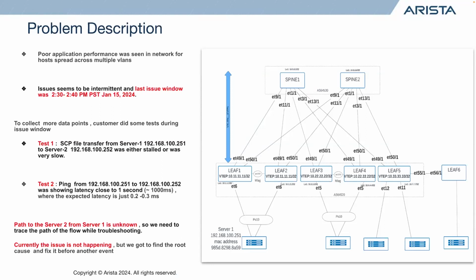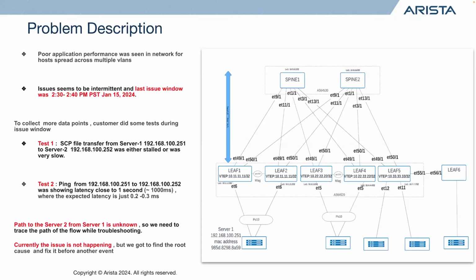So the customer was able to see some poor application performance in the network. And these were happening for various hosts part of multiple VLANs, and they were not able to pinpoint or narrow it down to a particular subnet or VLAN. So the issue seems to be happening intermittently. And the last time the issue happened was on Jan 15 between 2:30 and 2:40 p.m. PST. And while we are troubleshooting, the issue seems to be not happening, but we should figure out the issue and root cause it before the next wave hits.